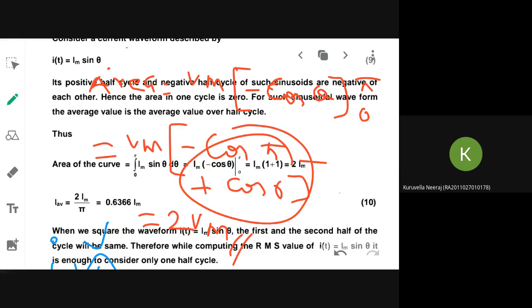But I want the average value. So the average value is given by what formula? Divided by the time period. Have you taken down the derivation? This derivation is important. They will give a problem to derive the RMS, average, form factor, and peak factor for a given sinusoidal quantity, full wave rectified or half wave rectified. They will ask one compulsory question. So are you taking the derivation? Yes, ma'am.